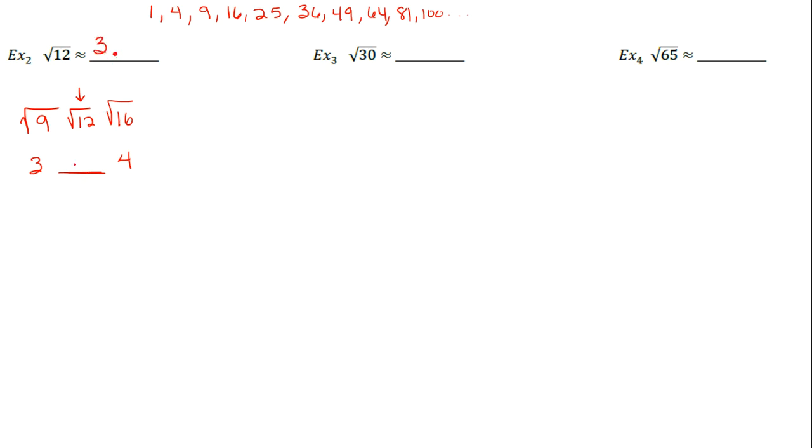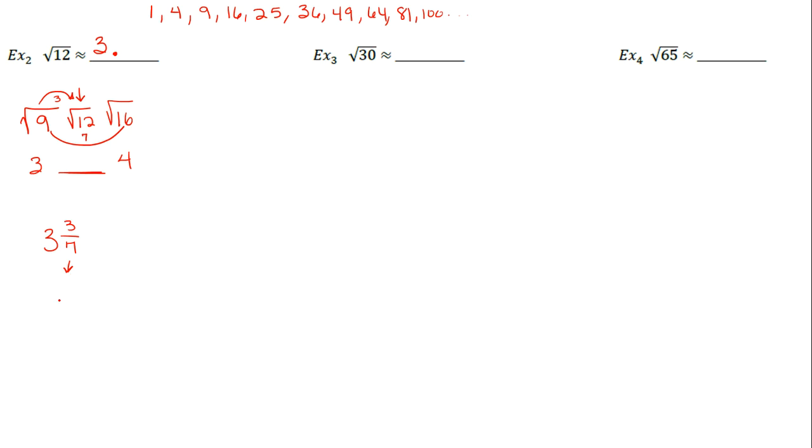Now, we're going to find the fraction part. So again, I'm going to simply find the difference between the two perfect squares. So from 9 to 16 is 7. And then my numerator is the difference between the first perfect square and the number we're estimating. That's a difference of 3. So 3 3/7 is about the square root of 12, but we want a decimal.